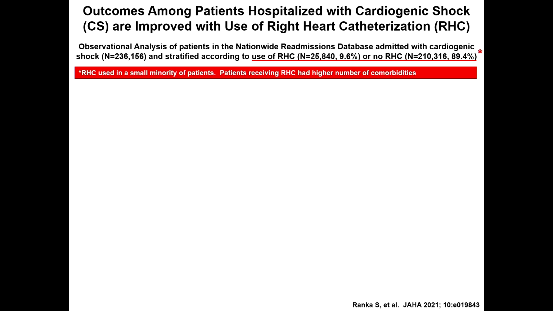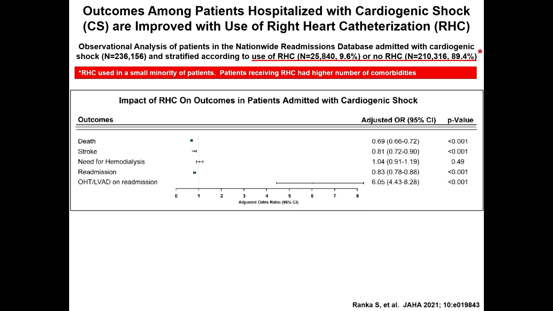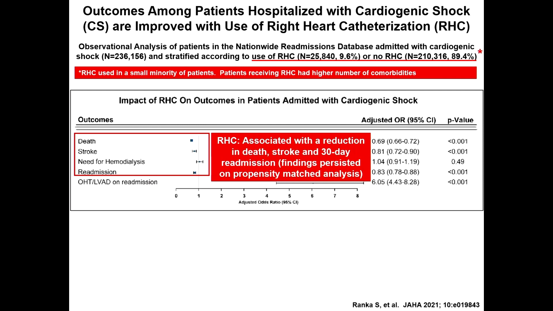A couple key findings that I want to highlight here. First of all, you can see that a small minority of patients in this very large database were treated with a right heart catheter and hemodynamics, about 10% of individuals. And it is notable that individuals treated with right heart catheterization and hemodynamically derived medical therapy were much sicker. They had more comorbidities. But if you look at the data from this study, we look specifically at things like death, stroke, hemodialysis, readmission rates, and need for transplant and LVAD.